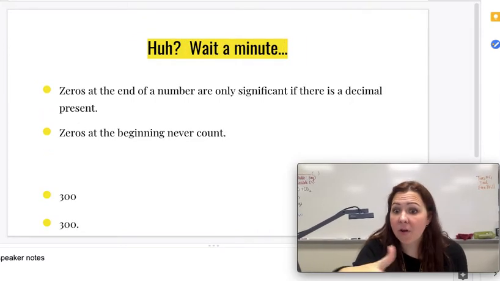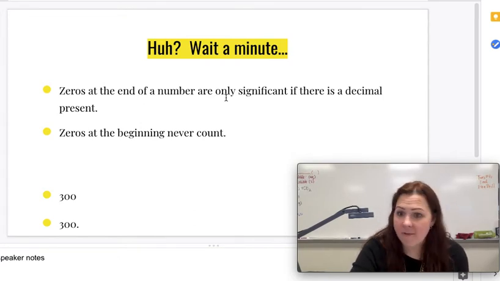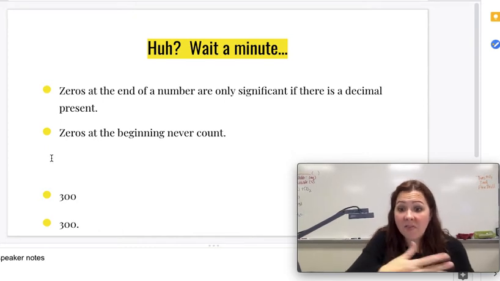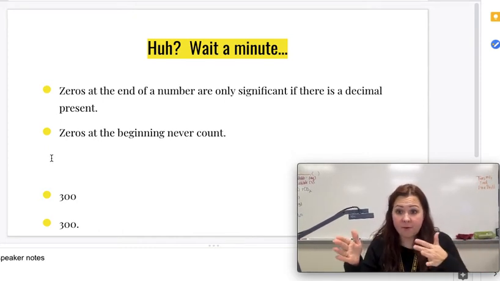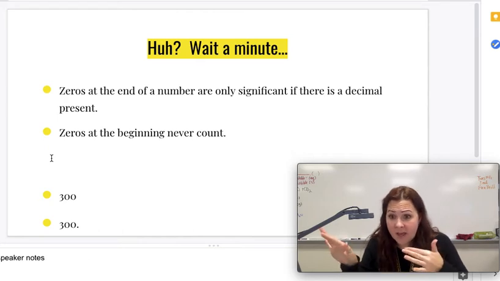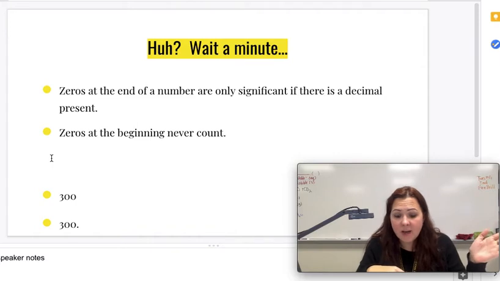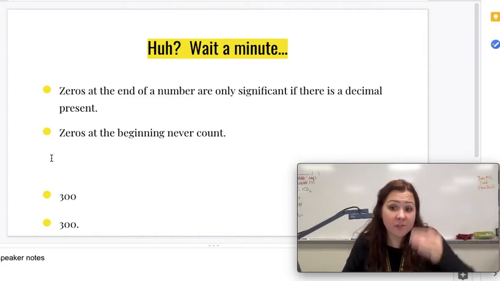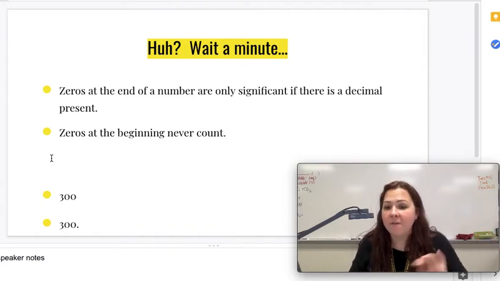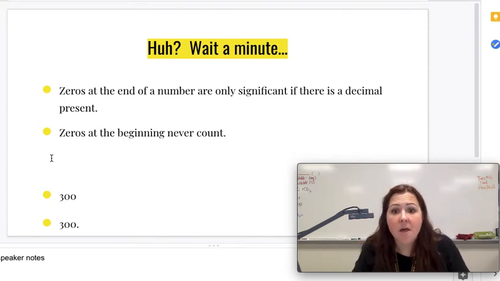So, putting all of that together, zeros at the end of the number count only if there's a decimal place. Zeros at the beginning never count. And when I say at the beginning, I mean before the first non-zero number. Or if it's at the end, it's after the last non-zero number. So your first digit you count when you're cruising across from the left is your first 1 through 9 number. If there's no decimal place, the last one that you count is your last 1 through 9 digit.